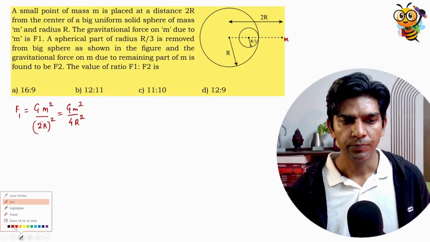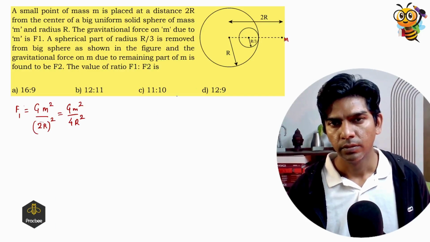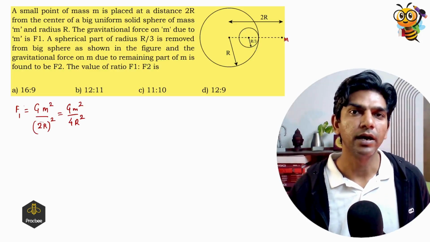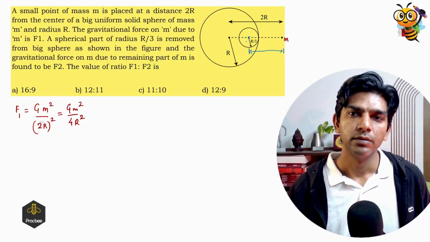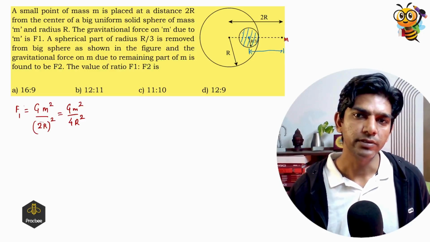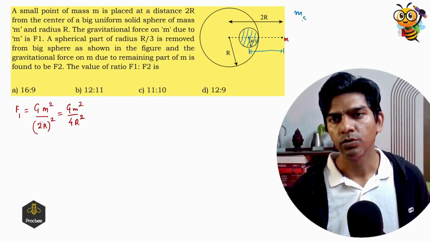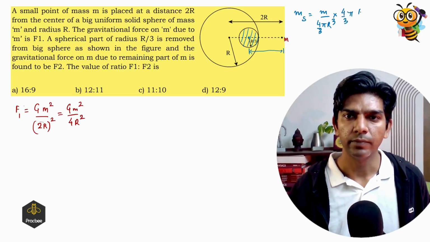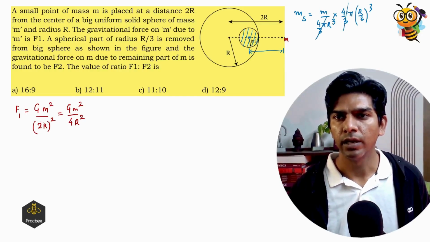Now in case of a cavity, what we can do is, suppose we have a small sphere of radius r by 3 placed at this particular distance from the mass. So what is the force due to this small sphere? For that we need to find its mass. So the mass of the small sphere will be m divided by 4 by 3 pi r cube, times the volume of the small sphere, that is 4 by 3 pi (r by 3) cube. So the 4 by 3 will get cancelled out, and r cube will also get cancelled out.